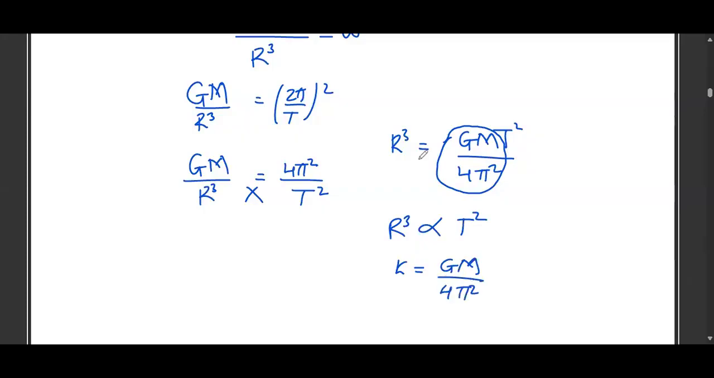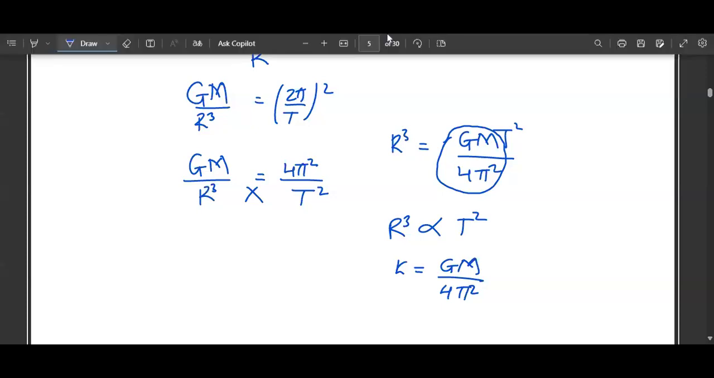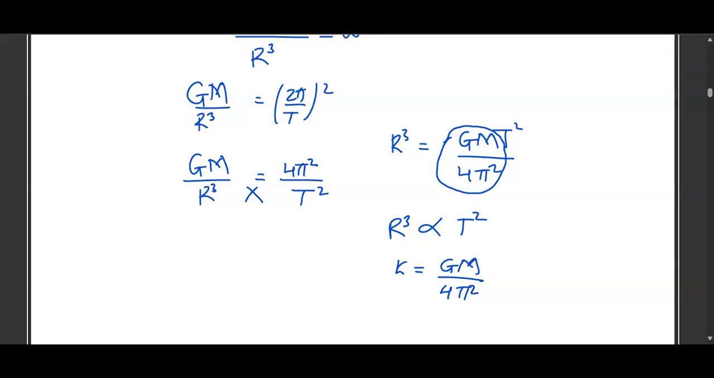And this is Kepler's third law of planetary motion: the square of the period of revolution is directly proportional to the cube of the mean distance between the sun and the planet. In simple terms, part B was going for the derivation of Kepler's third law. That is part B, Roman numeral 2.